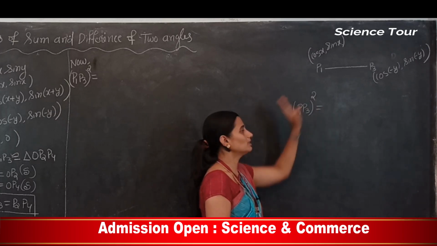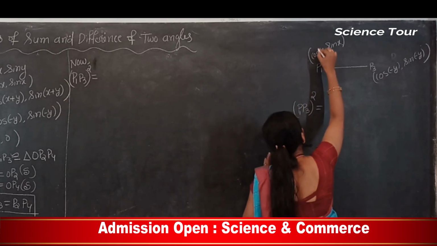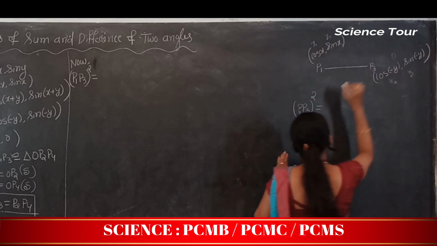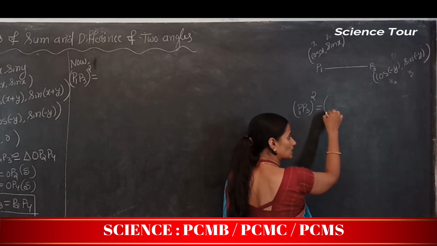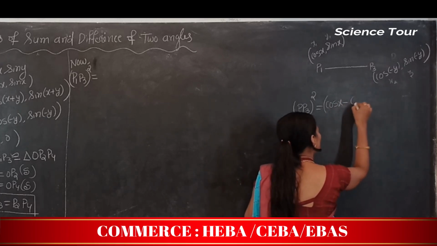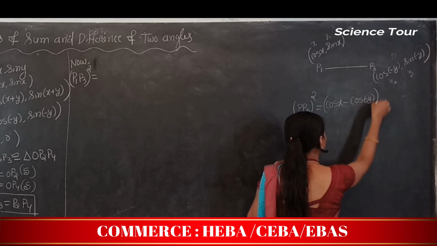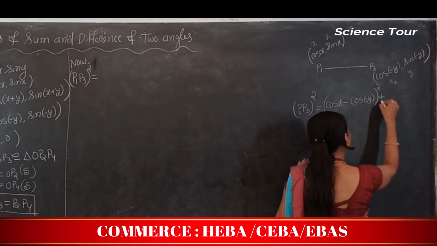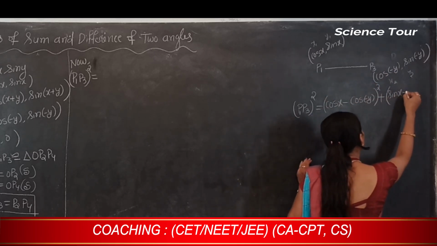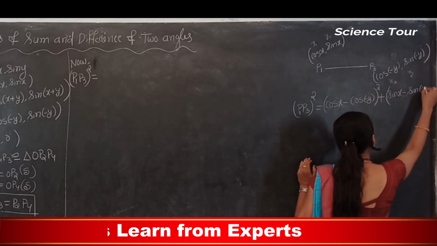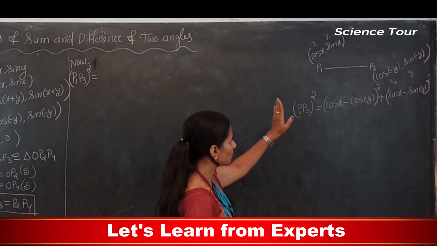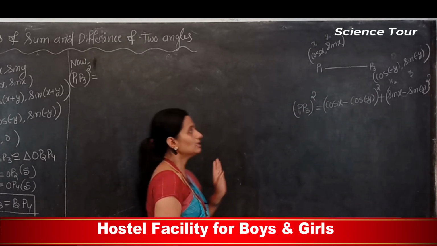Similarly, here P1, P3 whole square, the distance formula. This point is x1, y1. This point is x2, y2. So use the formula x1 minus x2. x1 is cos x, minus x2 is cos of minus y, whole square, plus y1 minus y2 whole square. y1 is sin x, minus y2 is sin of minus y, whole square. Is it right? This is how to apply the distance formula for the points P1 and P3. Clear? Yes, now I will write here.